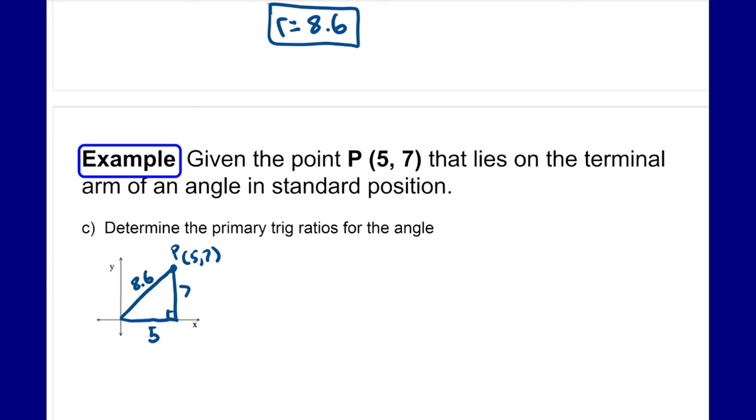Now I want to come up with my trig ratios. So again, my angle is down here. That's always where our angle is.